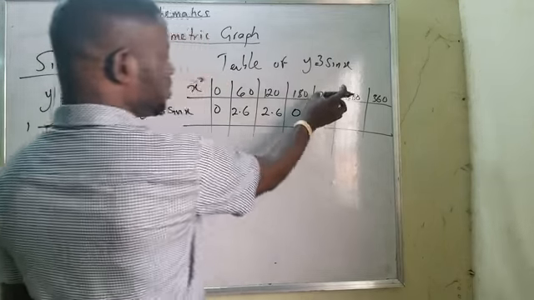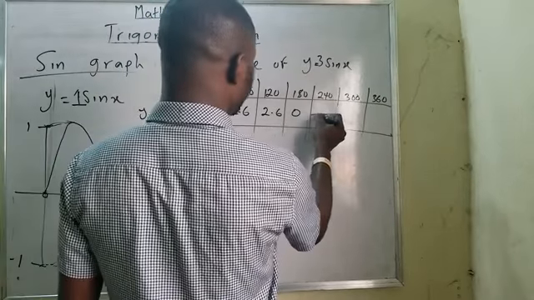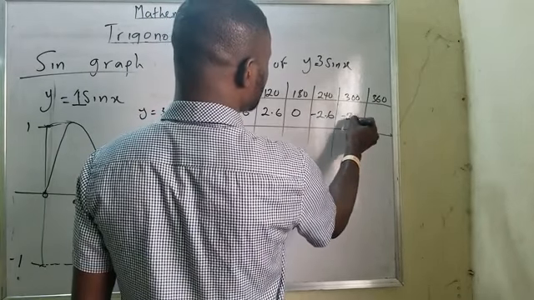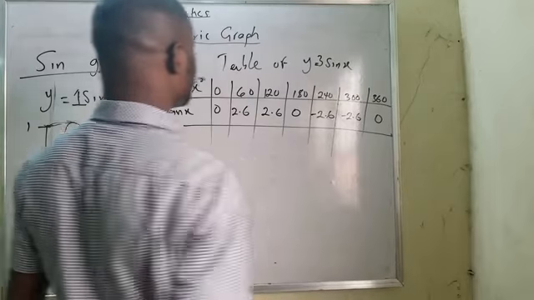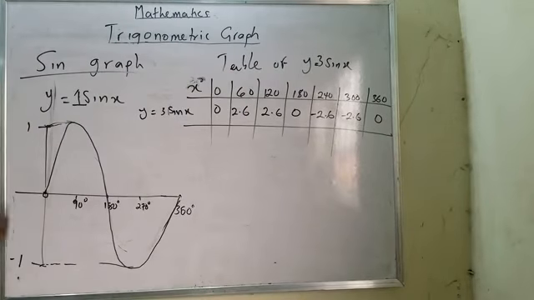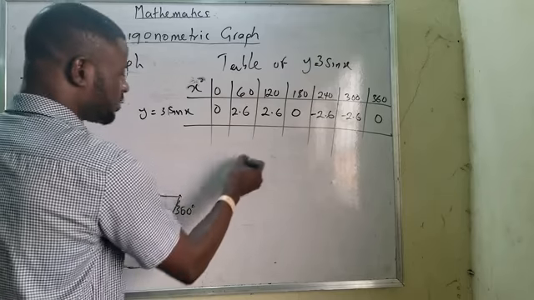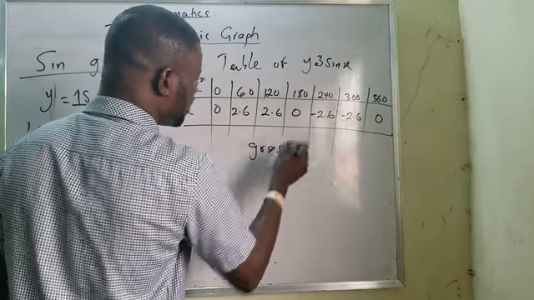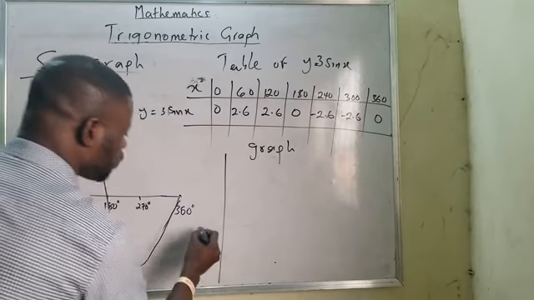Now definitely I know that the next two numbers will be minus, because of what? This is normal in the second quadrant. Minus 2.6, and this one will be 0. Now when you plot this graph, listen to me, this is how the graph will be.